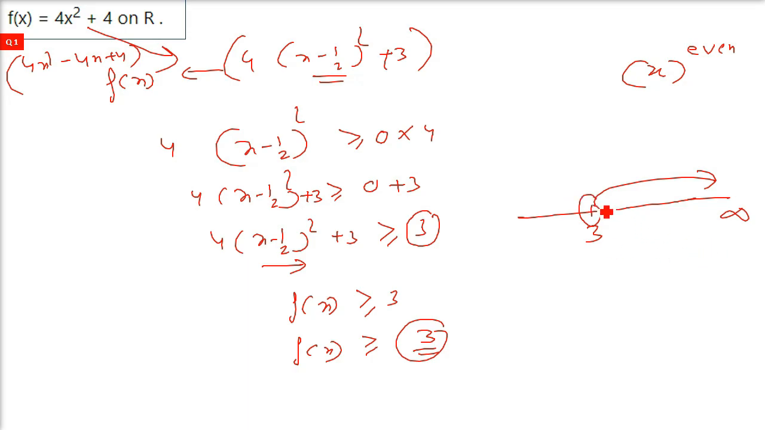Now the second question: you got the minimum value, what is the maximum value? First of all, it can be 1 million, 10 million, it goes up to infinity. So we don't have any highest value. It is not possible in this question to get the highest value. We got the lowest value, but the highest value is not defined.